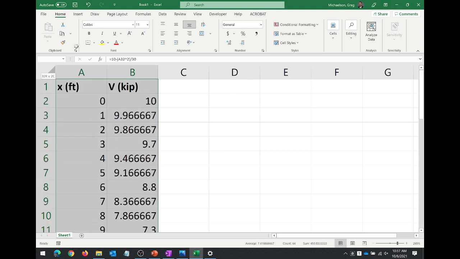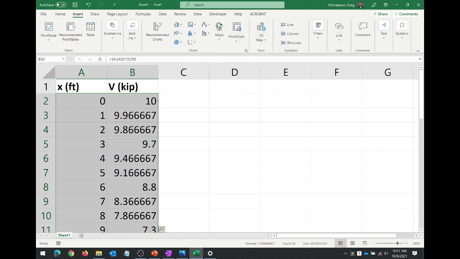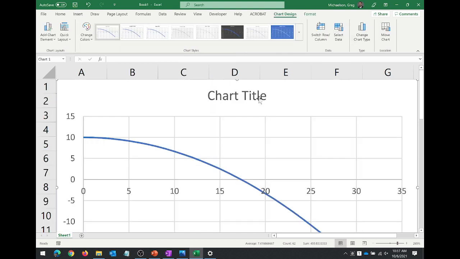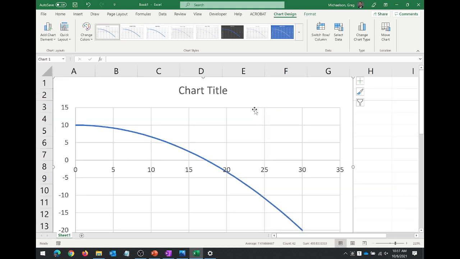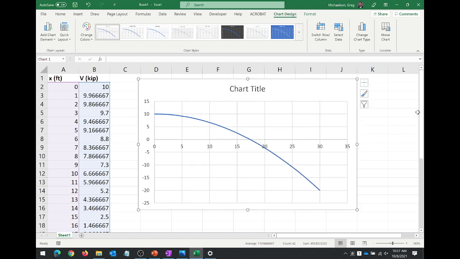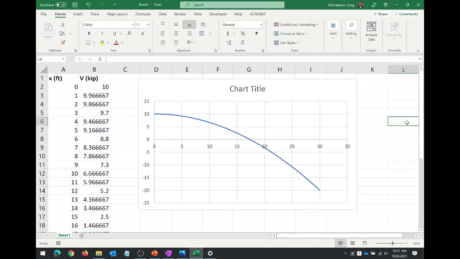So I'm going to highlight both of these columns of data, go to Insert, and then we go to Scatter Plot, and let's just do this one right here. Scatter plot with straight lines. Zoom out. Well, look at that. That kind of looks like our shear diagram, doesn't it? Now that is a sloppy looking graph. Let's see if we can make that look a little better.